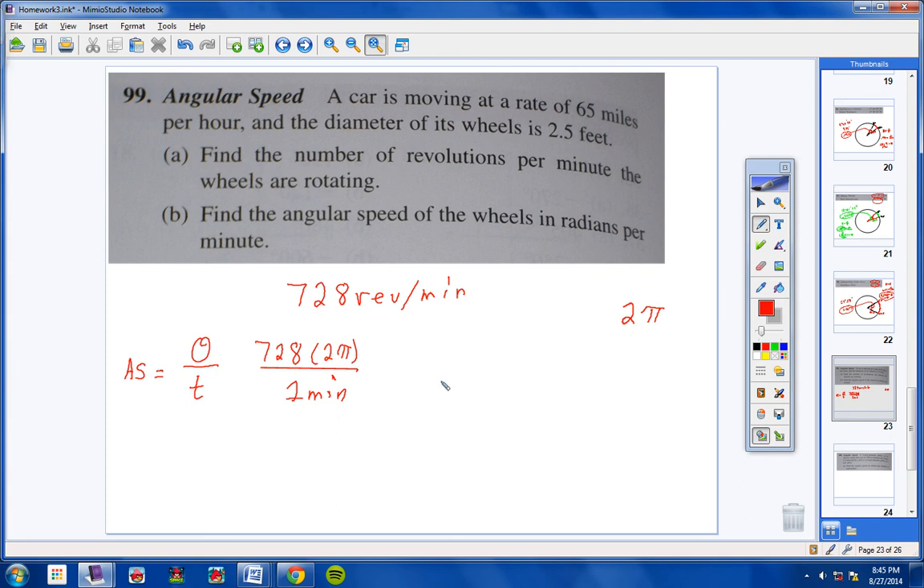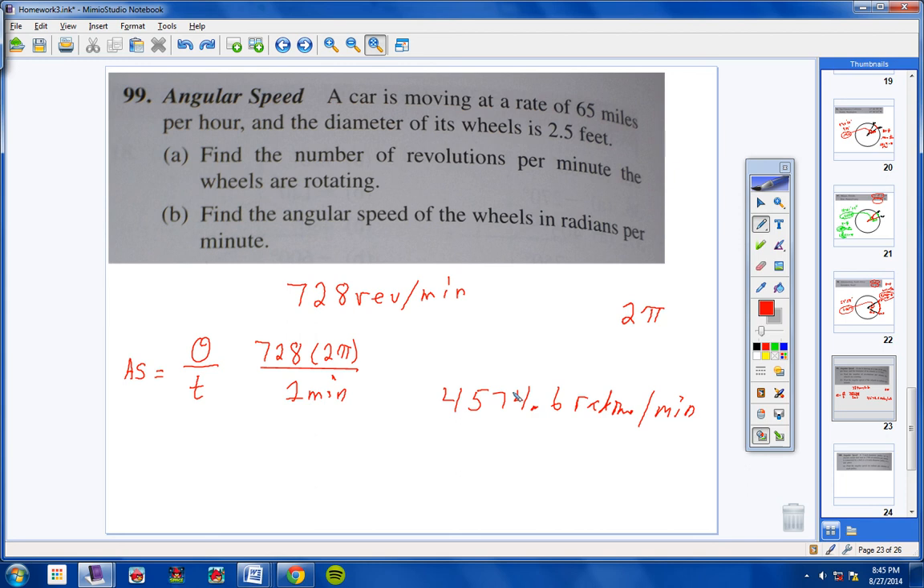And I'm going to get this right here, 4,574.16 radians per minute. And that is radians, even though it looks like Greek, radians per minute. Let me check the answer key always to make sure we're not making a mistake. And they have 4,576. Of course, that's definitely close enough.